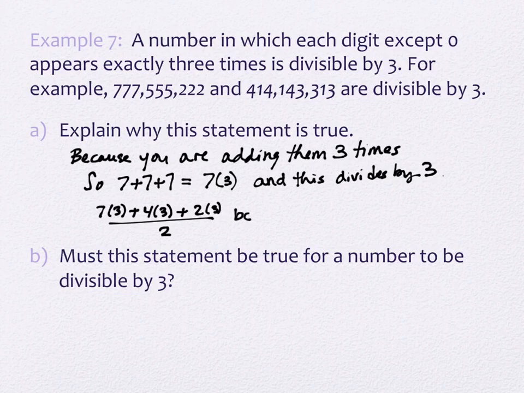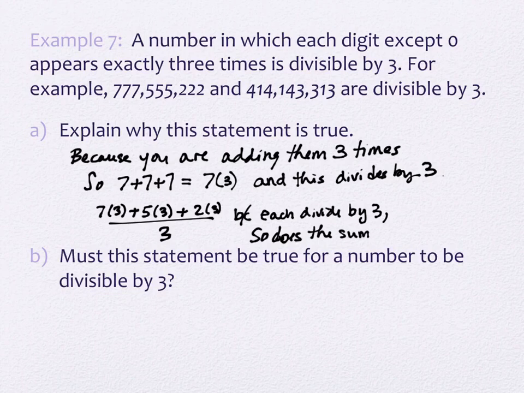Isn't it 5 times 2? It is a 5. I got off on my list. The next one had a 4 in it. Thank you. Because each divides by 3, so does their sum. Why did you put divides by 2? Well, because I got distracted. So does the sum. Thanks, we got it fixed. Each of them individually divides by 3, so their sum will be divisible by 3. That's one of the properties that we had in that table.